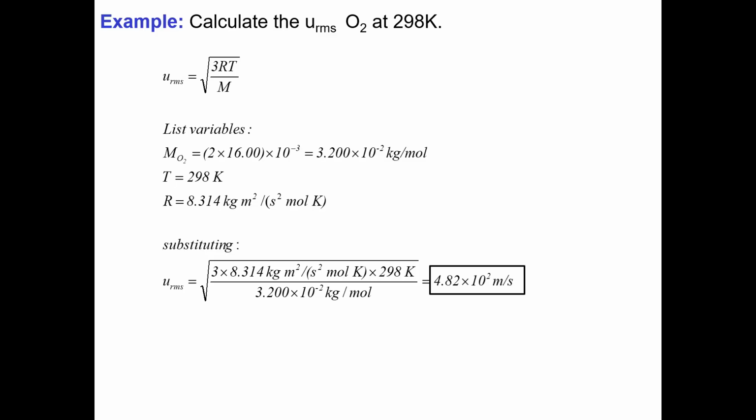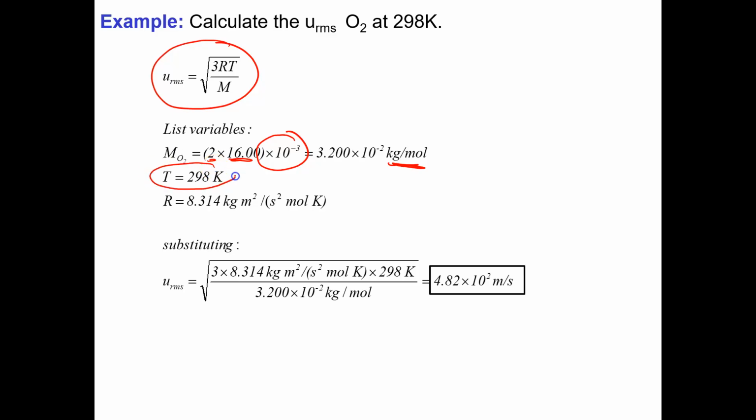This one's a little easier. It just asks us to calculate the root mean squared speed of O2 at 298 K, which is a little over room temperature. So we're just going to use this little formula here. The root mean squared speed is equal to the square root of 3RT on the molar mass. So we know the molar mass of O2. We just multiply the mass of an oxygen atom by 2, but we need to divide by 1,000 to convert it to kilograms per mole.